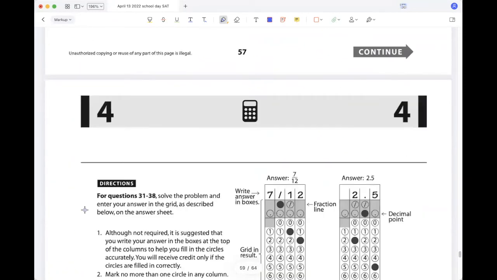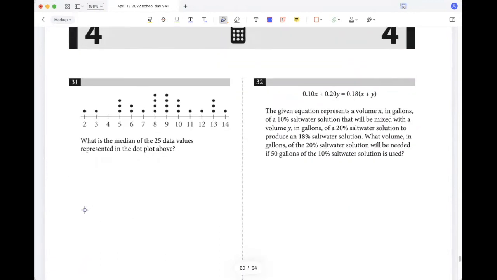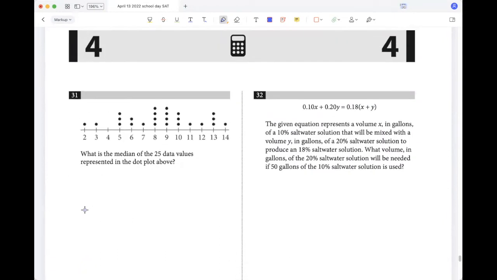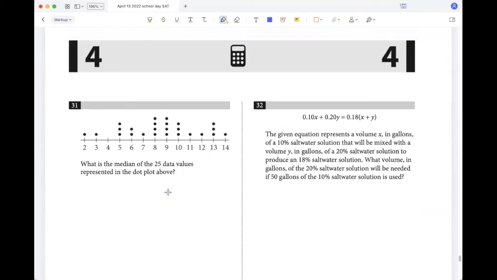Okay, that was 30. What is the median of the 25 data values? So the median for 25 would be the 13th value, right? 1, 2, 3, 4, 5, 6, 7, 8, 9, 10, 11, 12, 13. So that's 9.